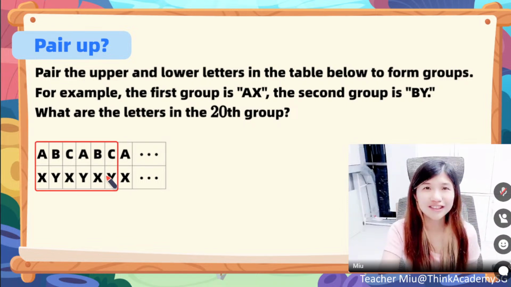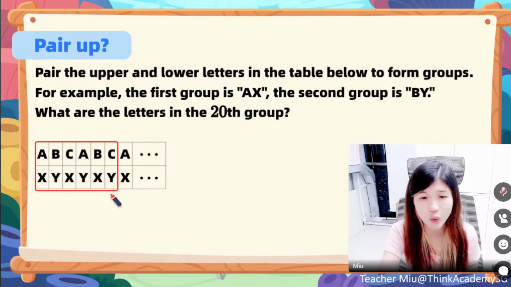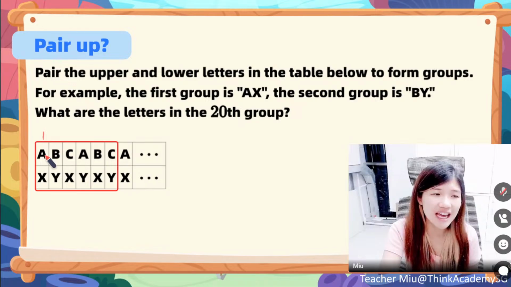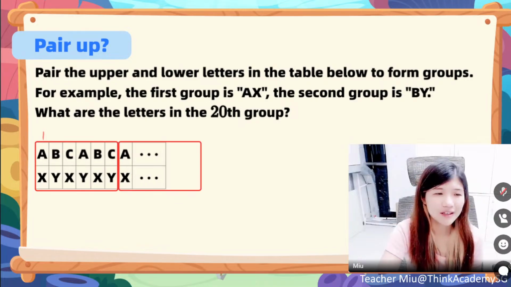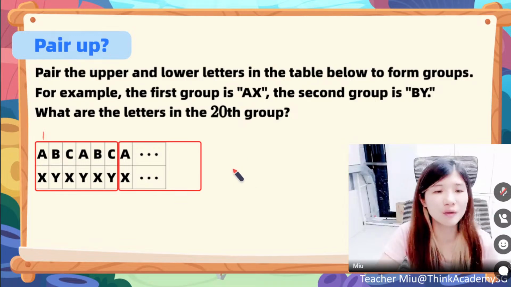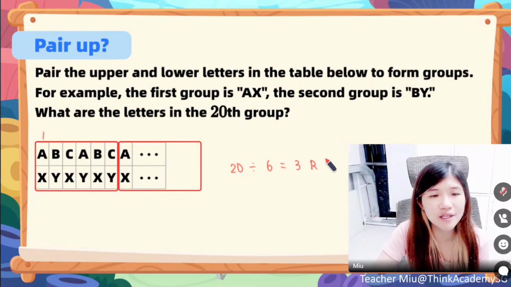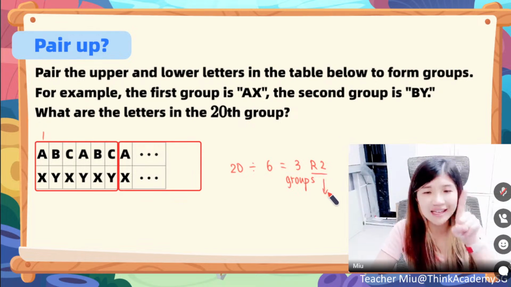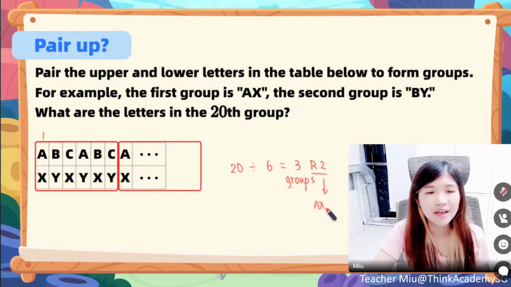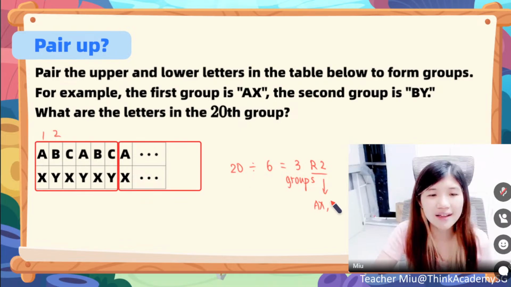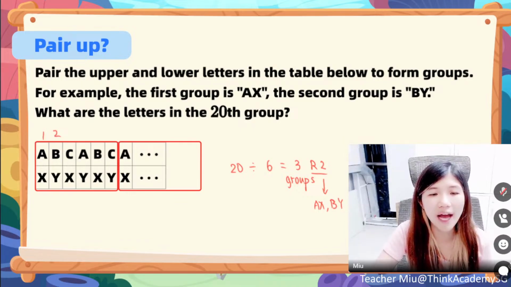So seriously, it's supposed to be 6 in a group. Because ABC, yes, but below is XY, XY, XY. So you will see the next first AX here. That is 6 in a group, 6 in a group, 6 in a group. If so, then you can use 20 divided by 6 to find out it's supposed to be 3 groups, but remainder 2. 3 refers to 3 groups, and those remainder 2 you need to count. Remainder 1 is the first one from the group, which is AX. And the second one is BY. That's why you can go to the answer BY.